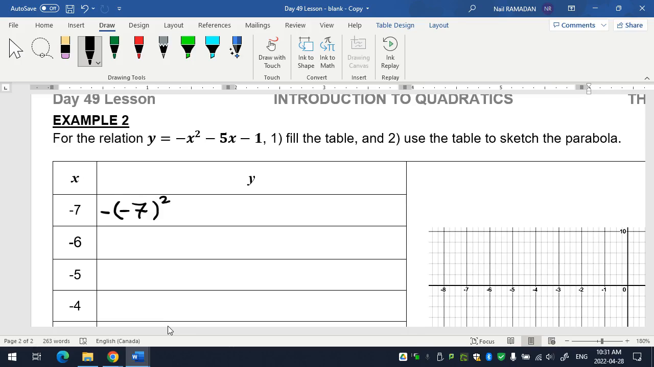Just very slow. -5. Open a bracket. What goes in the bracket again? -7. -1.